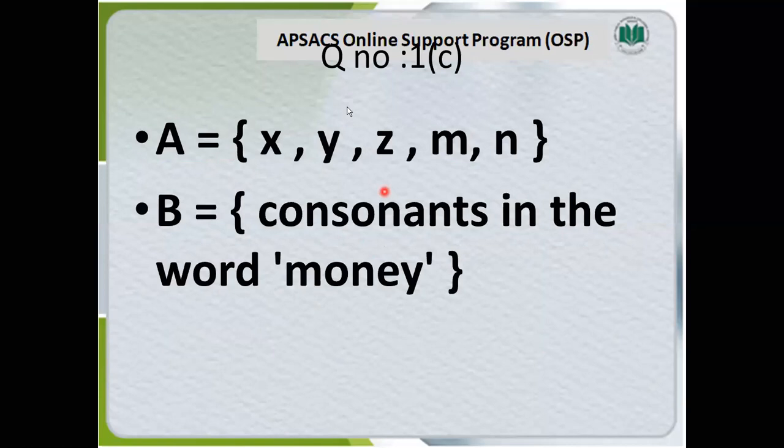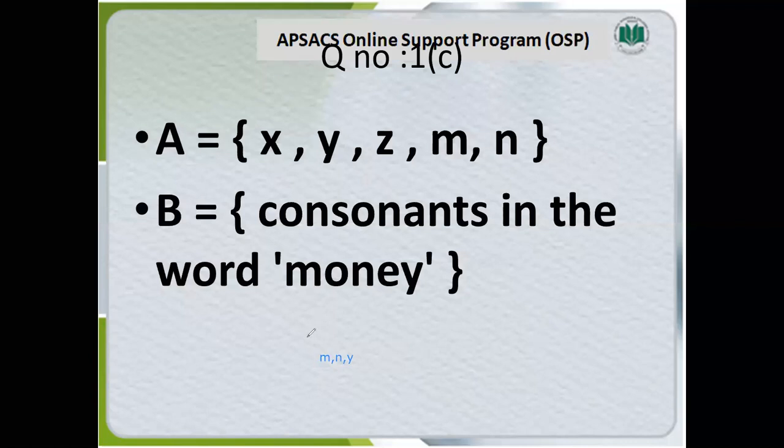Okay, now we come to the next part, C. Look here, in A, we have X, Y, Z, M, and N. And B is the consonants. Who will tell me the consonants of the word money? Hurry up. M and Y. The consonants in the word money are M, N, and Y. These are the consonants of the word money.